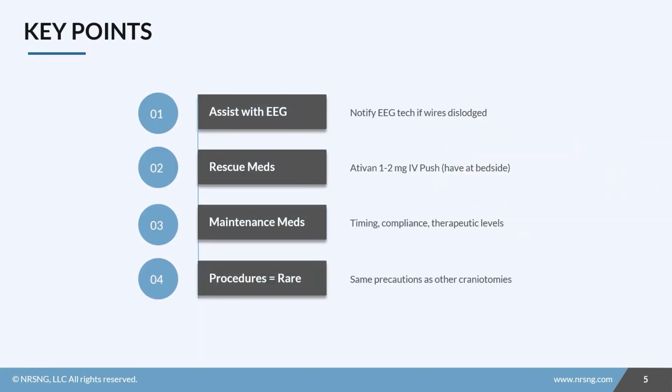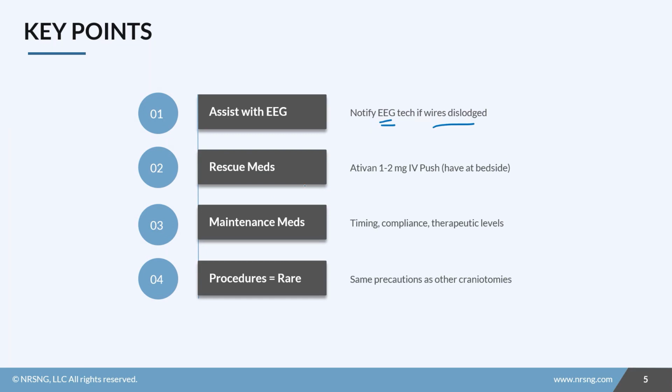So let's recap. In order to get an effective diagnosis, we need to get an EEG or an electroencephalogram. Again, the EEG tech will take care of the setup and everything, but if we notice that any of the electrodes or the wires have dislodged, definitely notify the technician to come back and fix that setup.